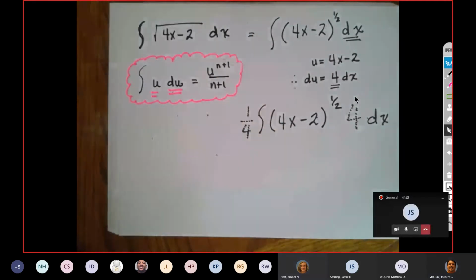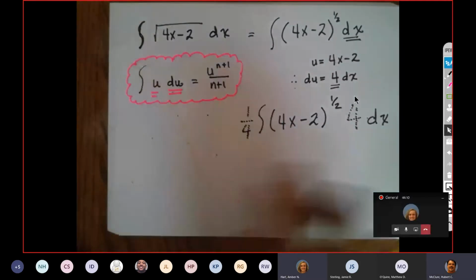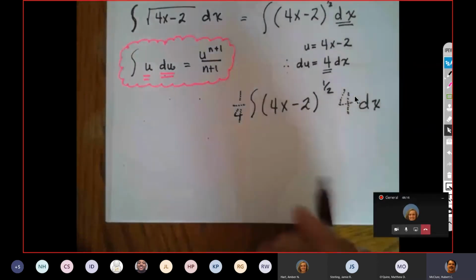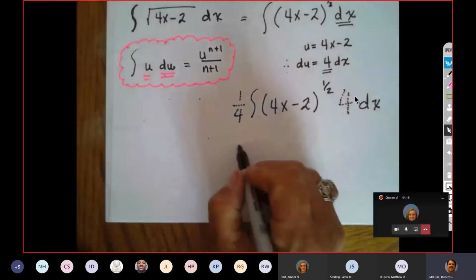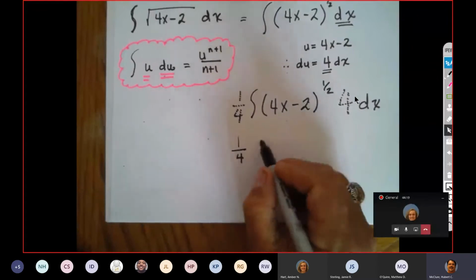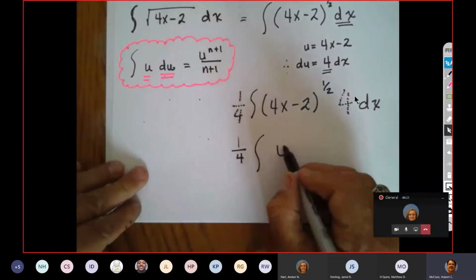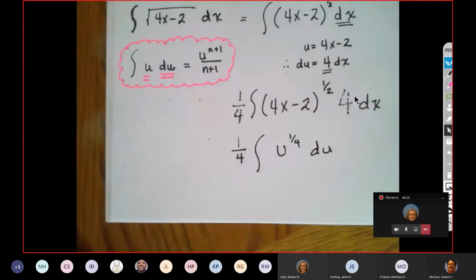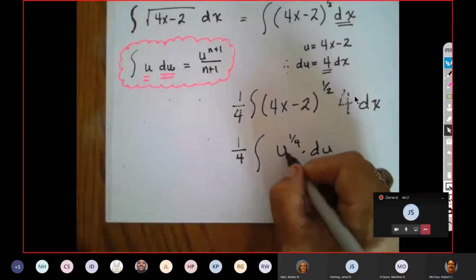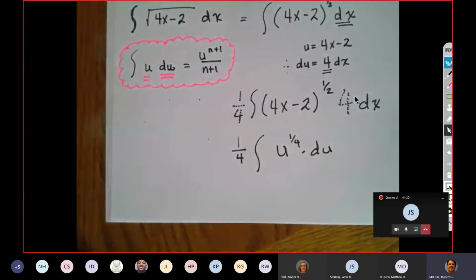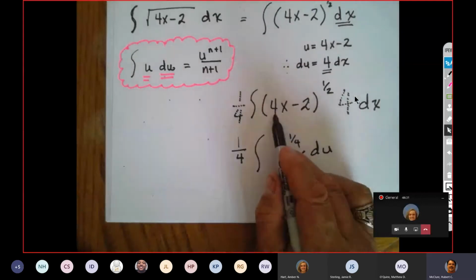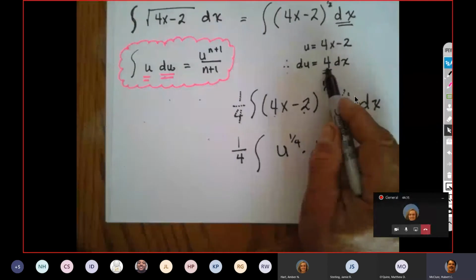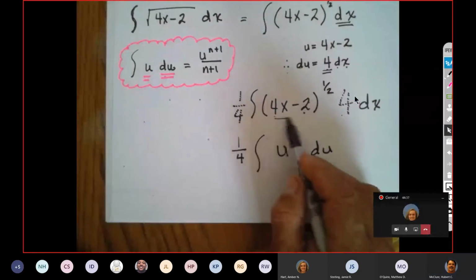Okay, so I'm not changing mathematically. All right, so that gives me 1/4 antiderivative of u to the 1/4 du. Okay, what is u? 4x minus 2. What is du? 4 dx. I've got u du.